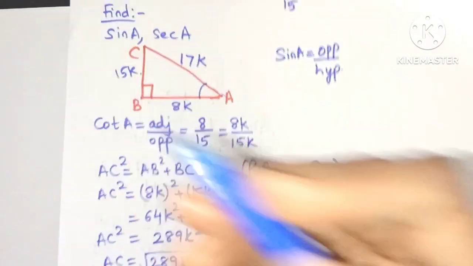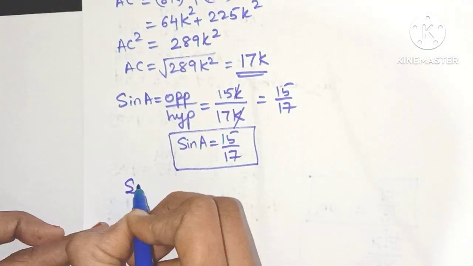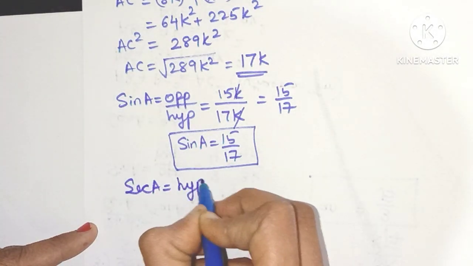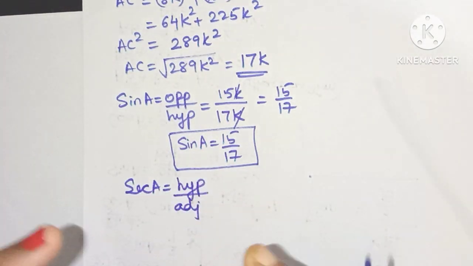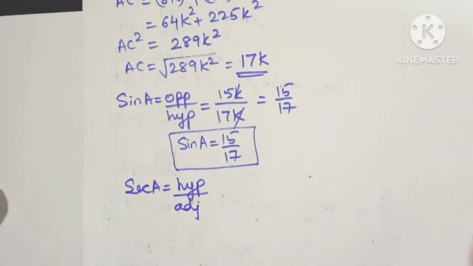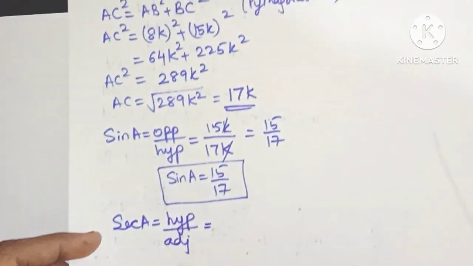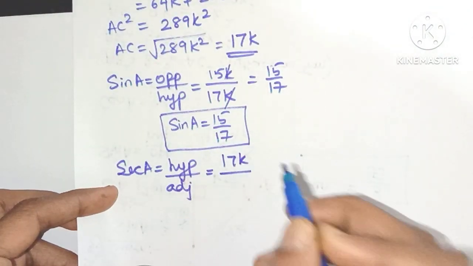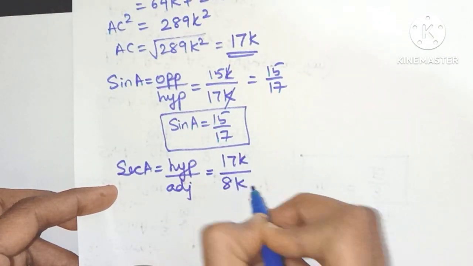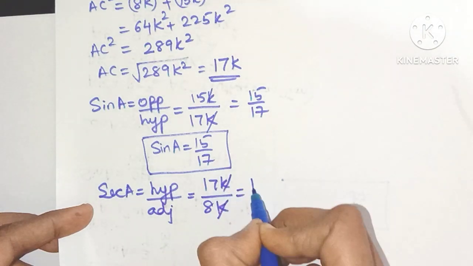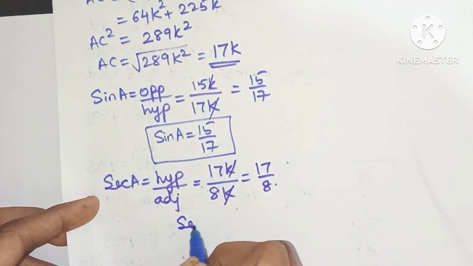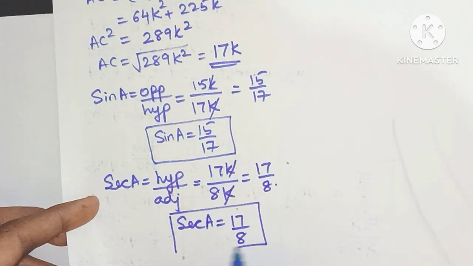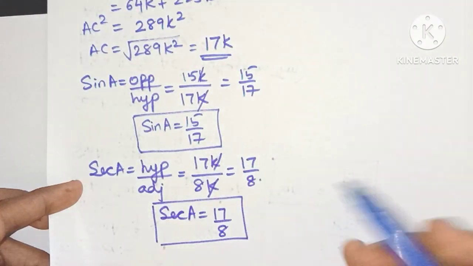Then I need to find sec A. What is the definition of sec A? It is hypotenuse divided by the adjacent side. It's just the reciprocal of cos. So hypotenuse is 17k and my adjacent side is 8k. K and k get cancelled. I'll get 17 by 8. So sec A is 17 by 8, friends. We have easily got the sin A and sec A values.